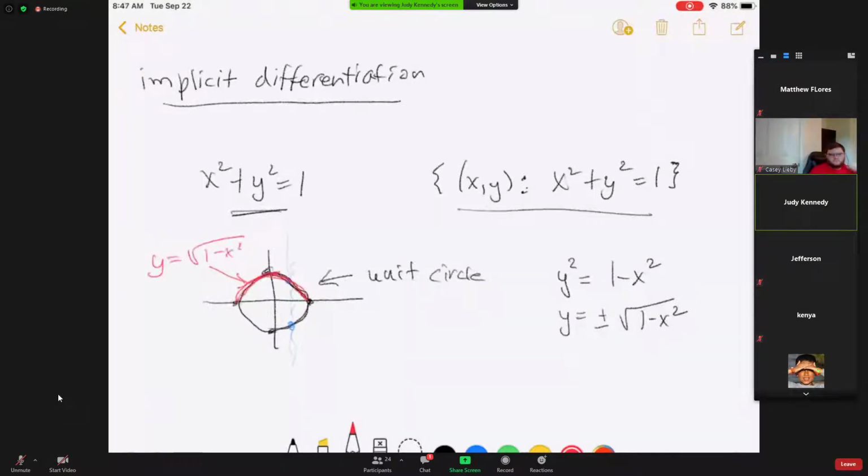The square root of 1 minus x squared. And then the bottom half is another function. Okay, I'll color it green. That's y equal to minus the square root of 1 minus x squared.